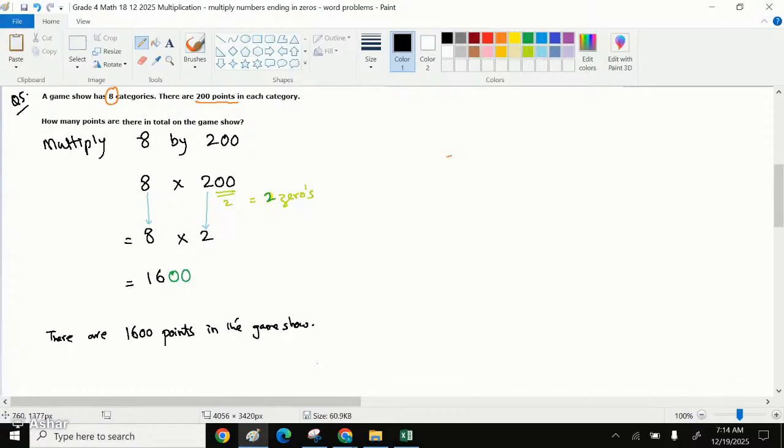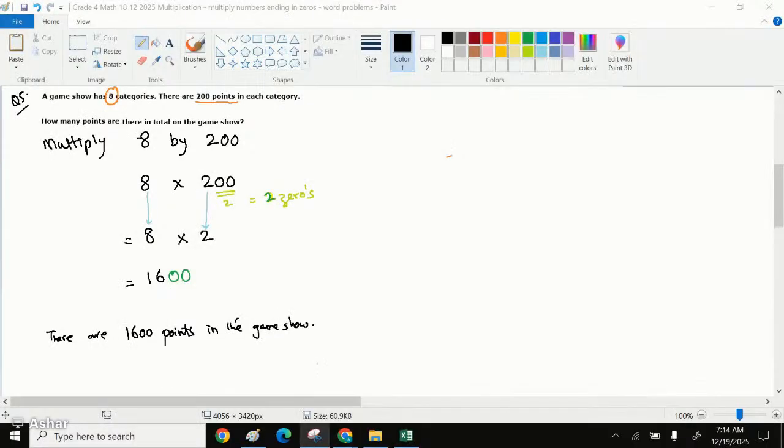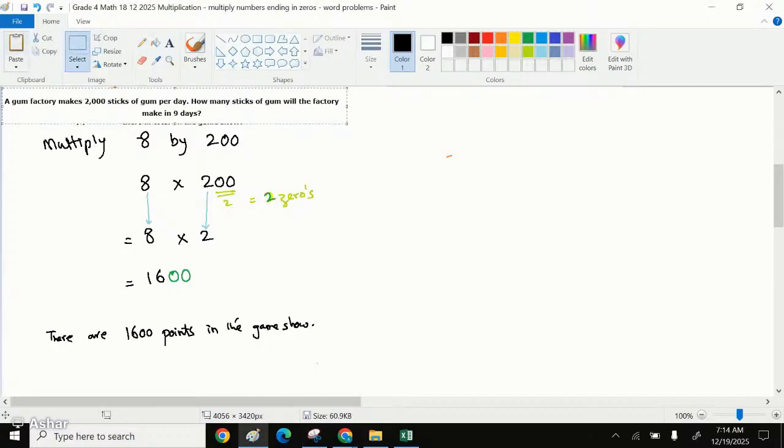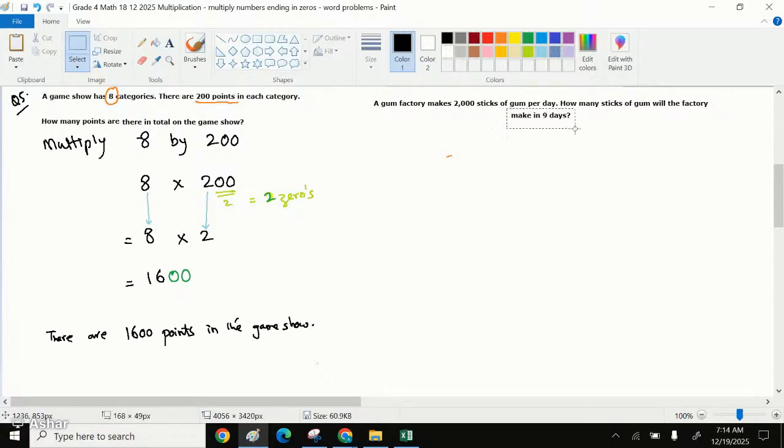The next one would be: a gum factory makes 200 sticks of gum per day. How many sticks of gum would be there in 9 days? If this is a question given to us, let's complete this.